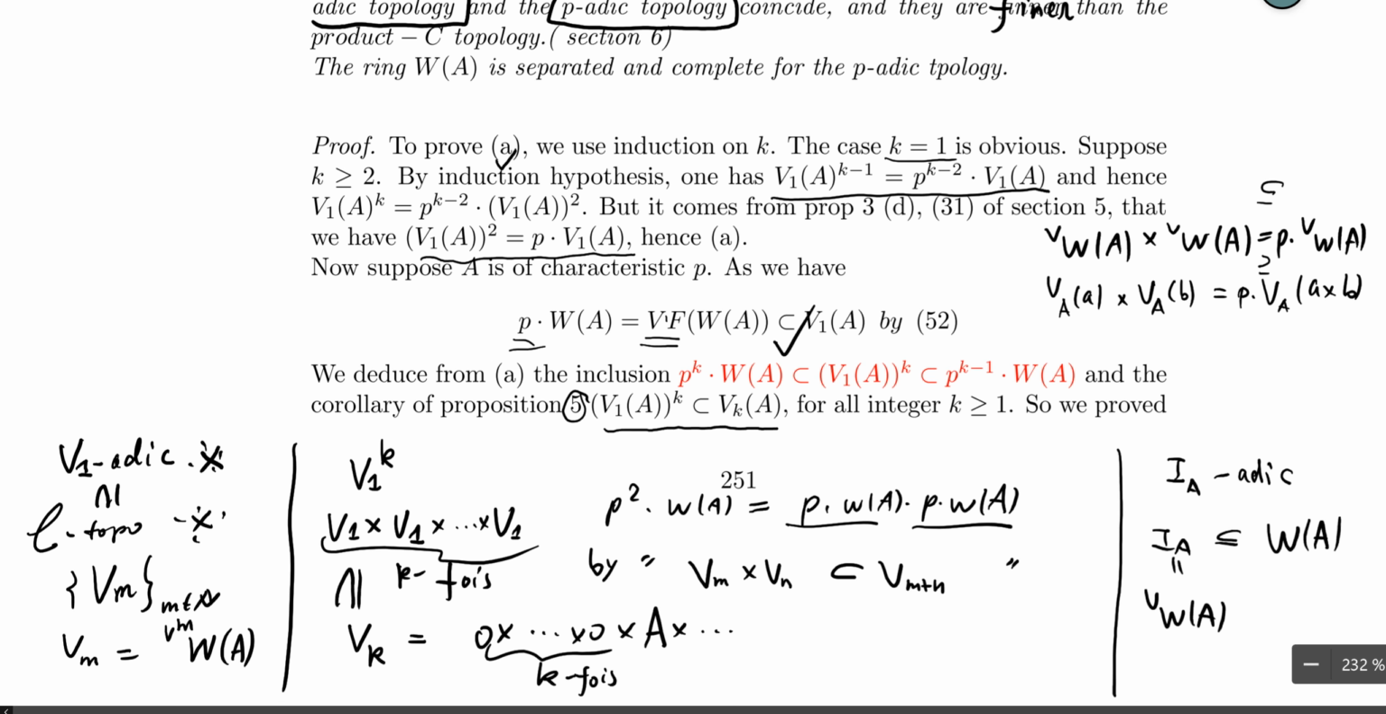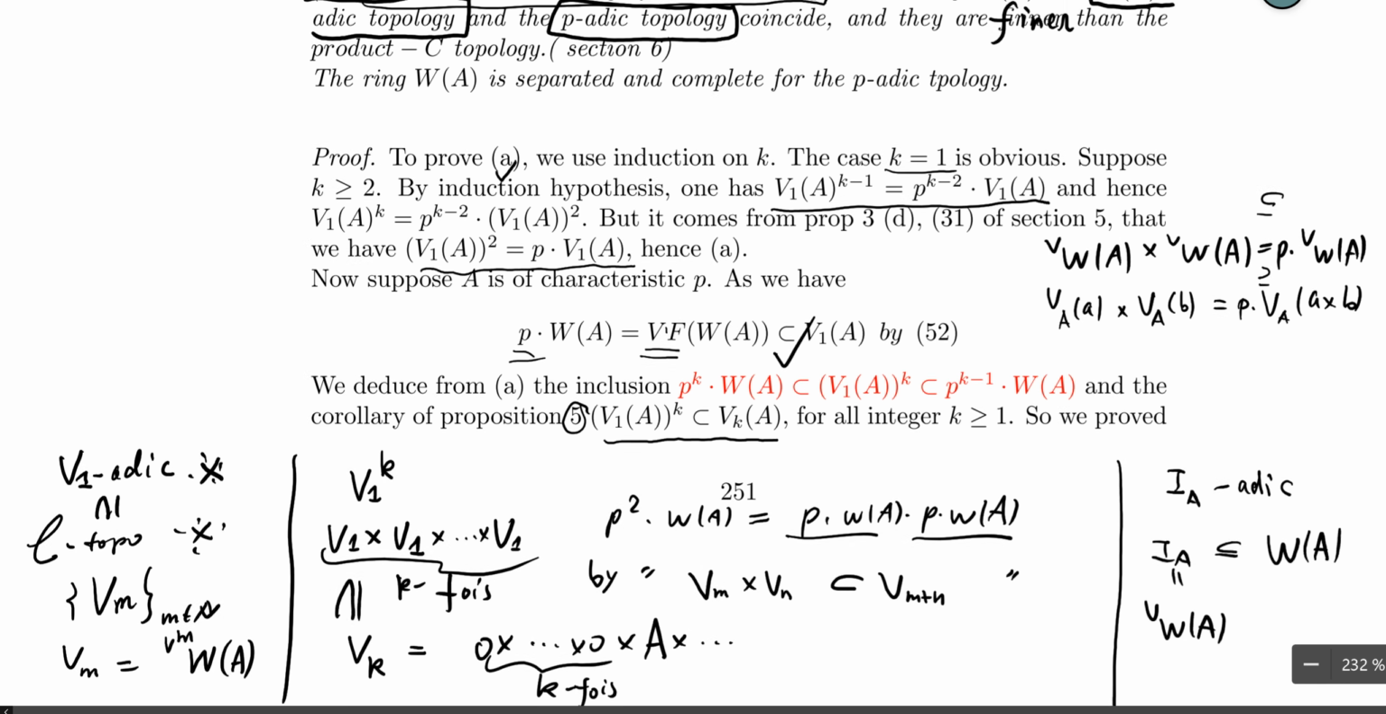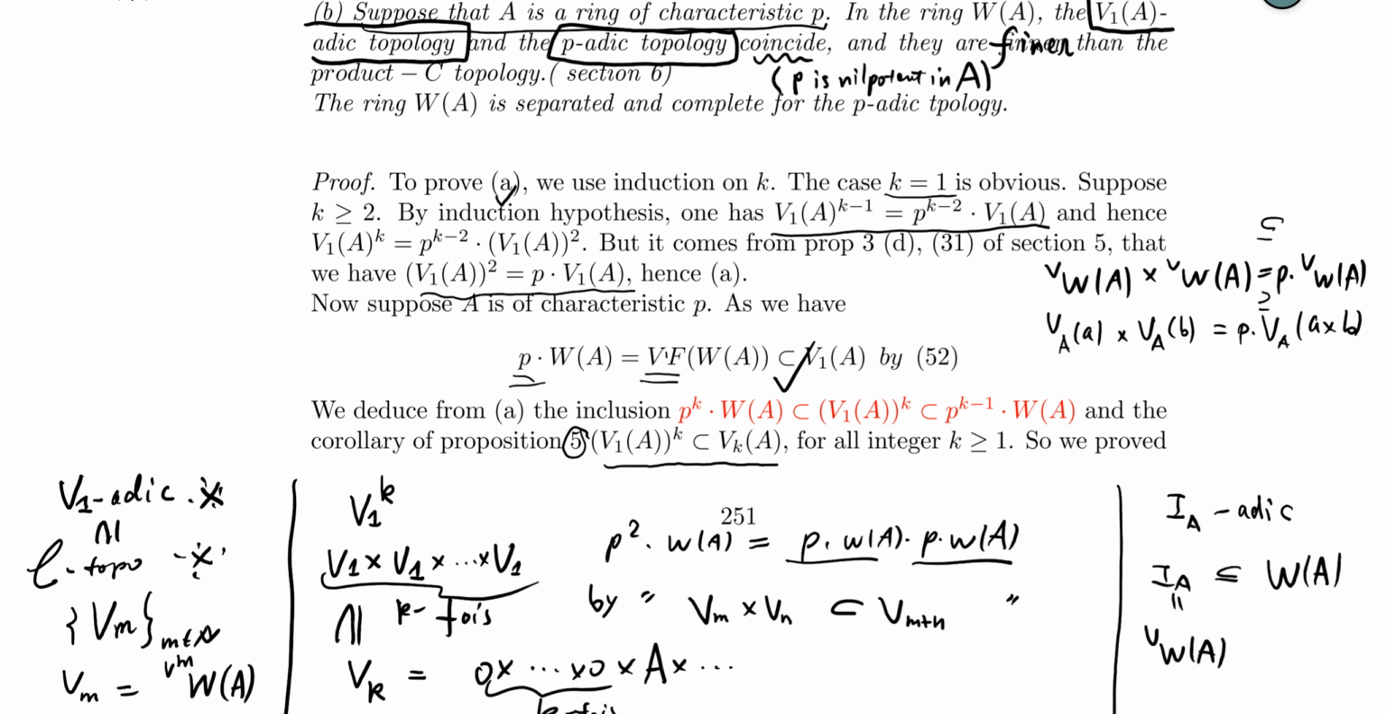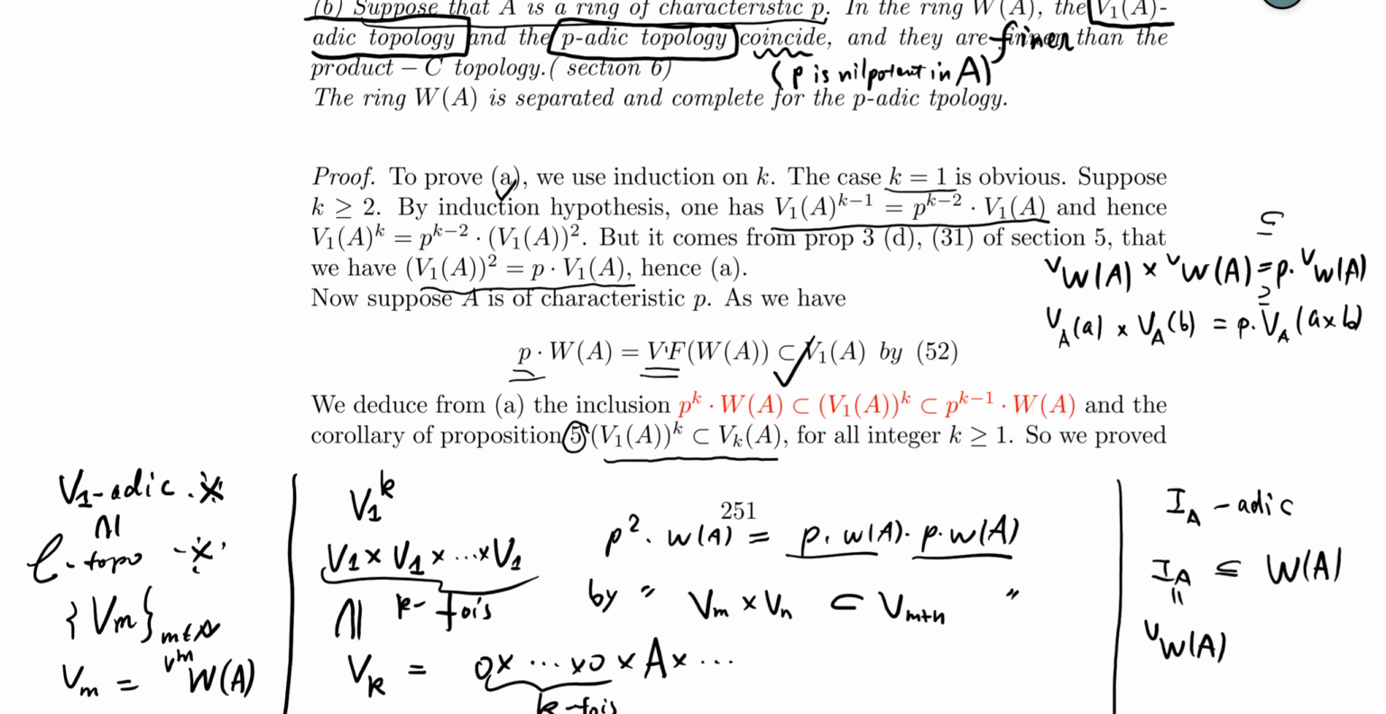So actually, you see here we say coincide. Actually, we see that if p is nilpotent in A, then it will coincide. But here we say its characteristic p is coincide. Okay, we could get something, the result strong. So we continue.